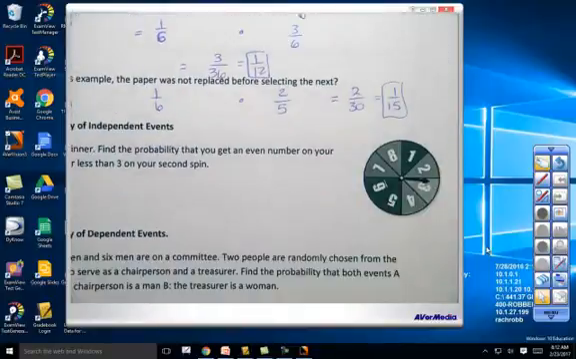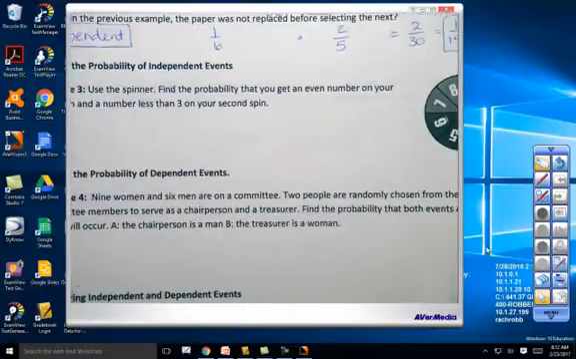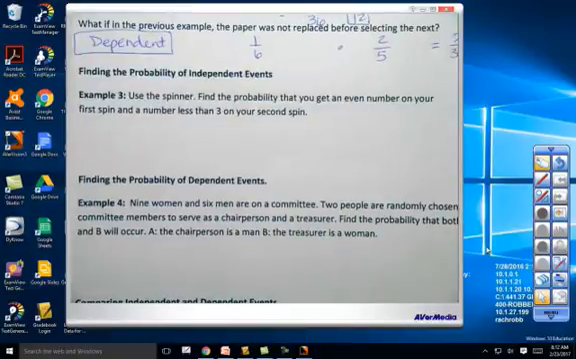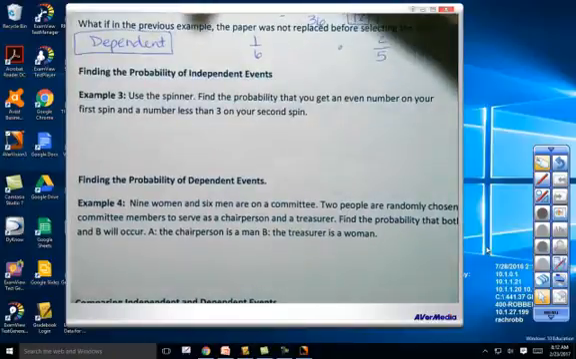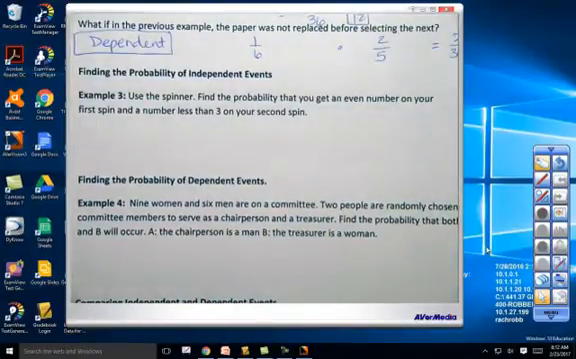All right, so numbers 3 and 4 just deal with finding the probability of events, but with just a different situation. It says use the spinner. For example, 3. Find the probability that you get an even number on your first spin and a number less than 3 on your second spin.